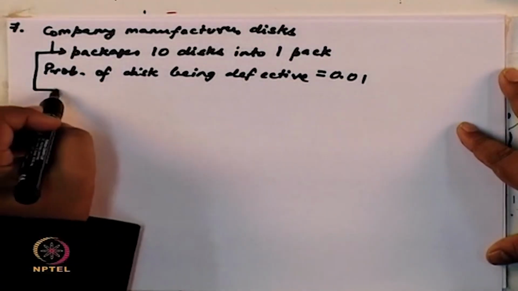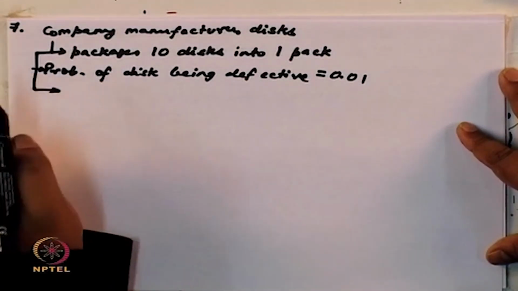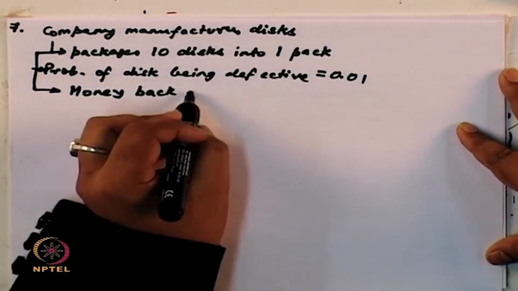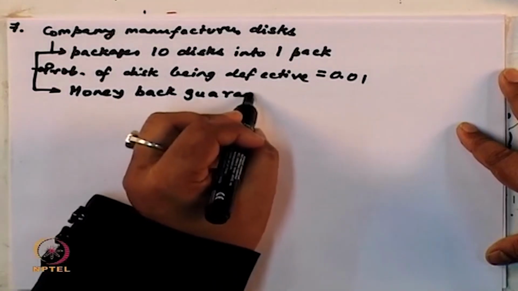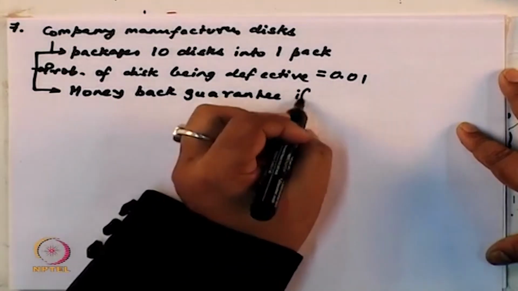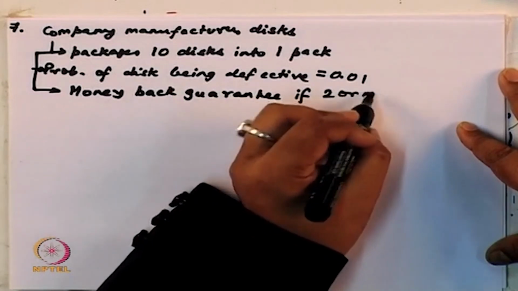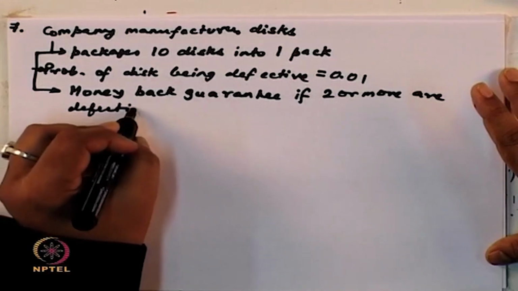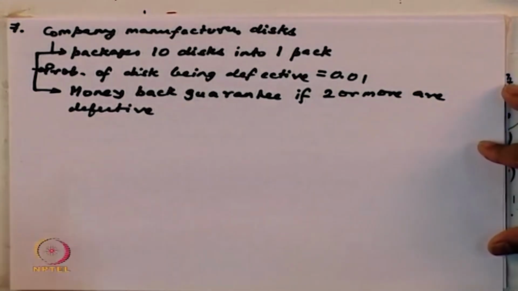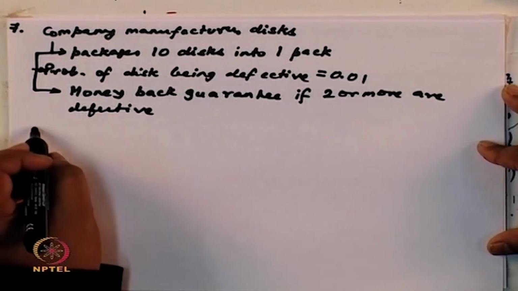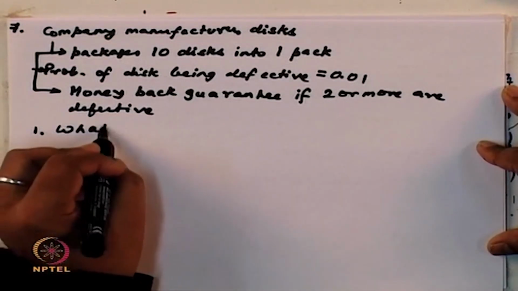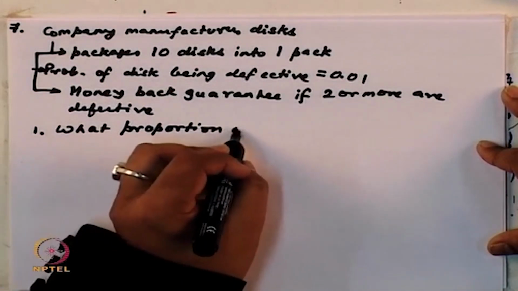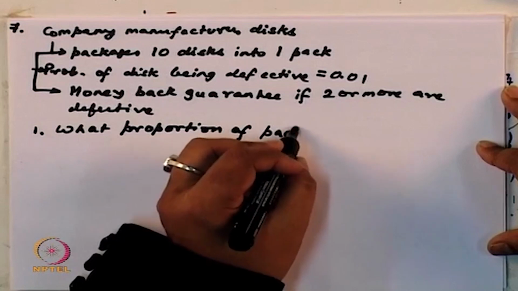Now this company provides a money back guarantee if 2 or more are defective. So the first question is, what proportion of packages are defective?